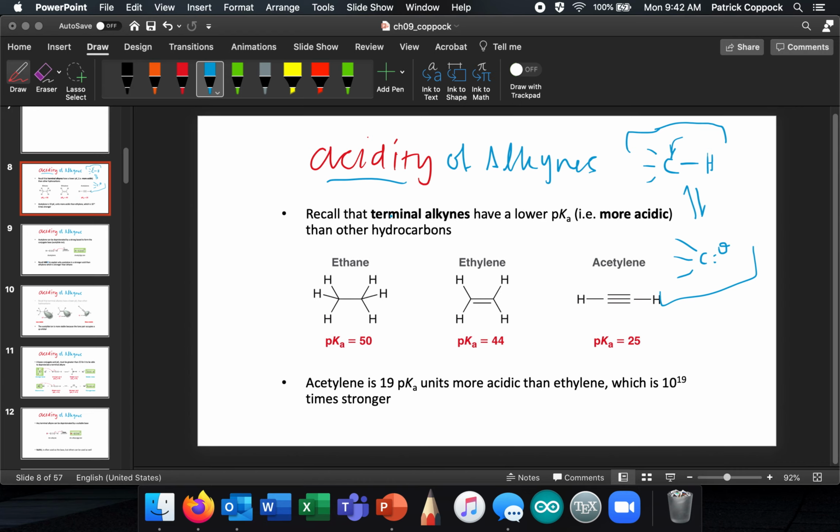So remember that terminal alkynes have a low pKa. Big deal, right? Look at that. This goes from 50 to 44, which is a factor of a million, because this is a log scale. And then this goes 19 units from an alkene to an alkyne. This terminal hydrogen right here is way, way more acidic than that of ethylene, or ethene.